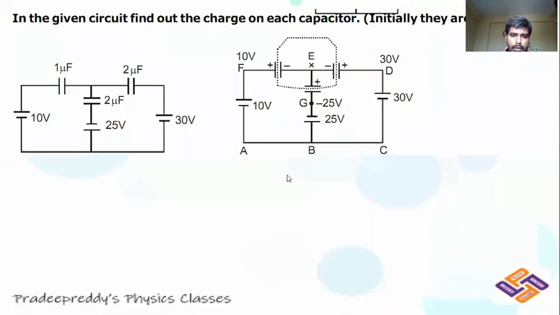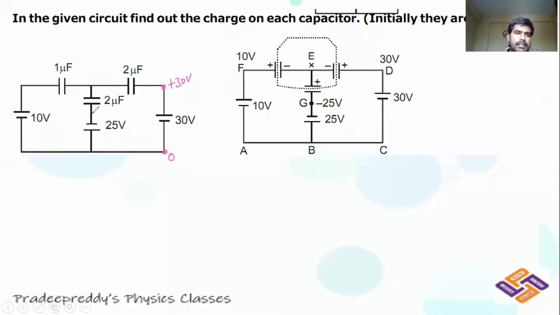We have one more problem. You need to find out the charge on each capacitor after redistribution of the charge. So step 1, you need to identify the batteries. Now I am identifying the battery. This point is plus 30 volt, and this point I am considering as 0. It is the greatest potential of all the three batteries. This is plus 30 and 0.